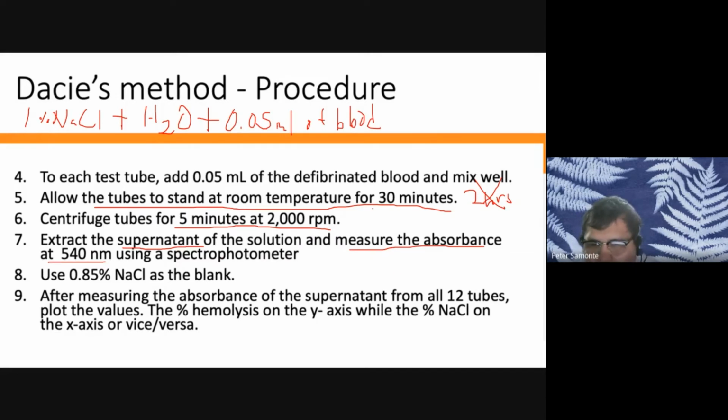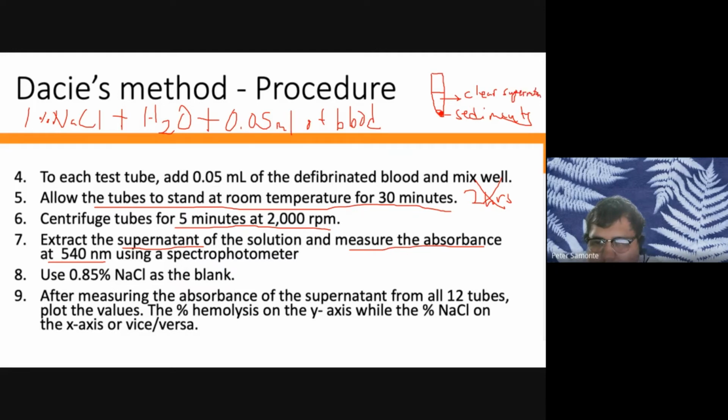So after centrifugation, class, if you centrifuge a specimen, there would be sediments here. So this would be the sediments. And the liquid portion here, this is your clear supernatant.